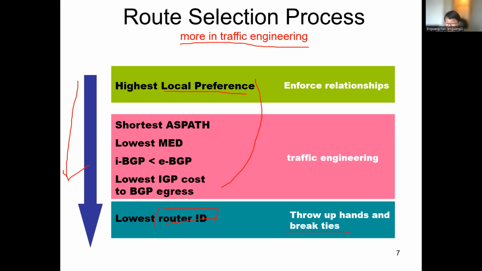This AS path means autonomous system path. This MED, we will talk about later. It's used to decide a path when there are multiple possible candidates between two autonomous systems. Okay, so IBGP and EBGP mean whether this route is learned from the internal BGP protocol or the external BGP protocol. Okay.